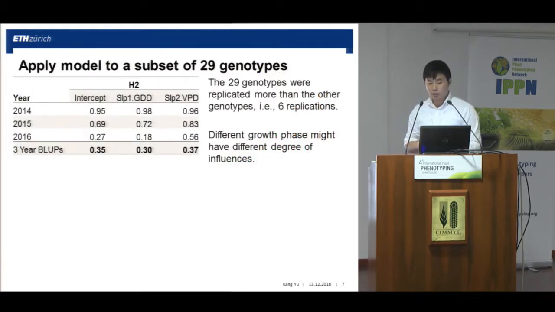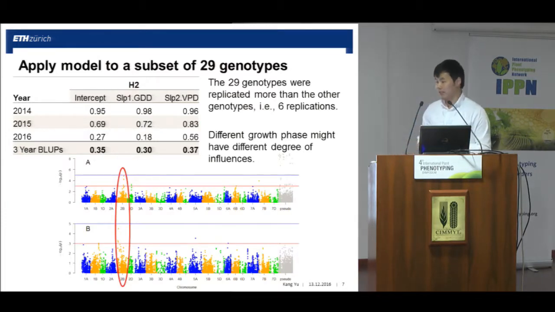By doing this similarly on a subset of 29 genotypes of Swiss varieties, we see a significant increase of the heritability across the three years. That's because we have more replicates for these 29 genotypes, and the different growth phases might also have a different degree of influence on these 300 genotypes.